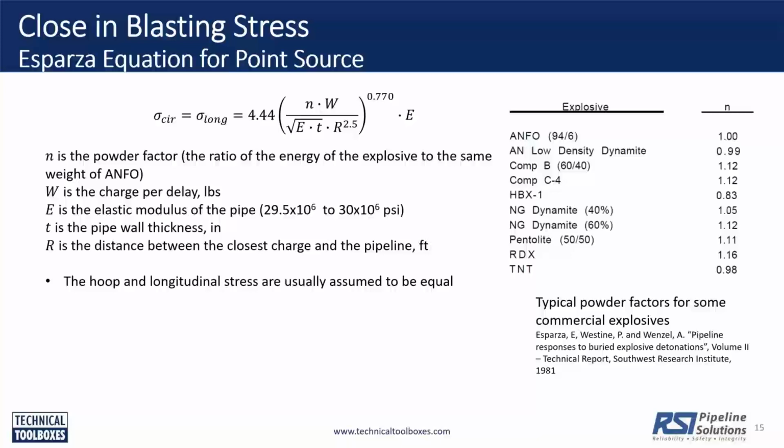So the equation that we have here is for ANFO. And then the N factor is included in the equation to account for different types of explosives. When you know the type of explosive, you can use this table to find the N factor and use it in the equation. Or if you are using Technical Toolboxes' calculator, there is a drop-down menu where you can pick the type of explosive, and it will automatically populate the N value for you. And if you don't like the N value, you can manually change it. Okay, next slide, please.